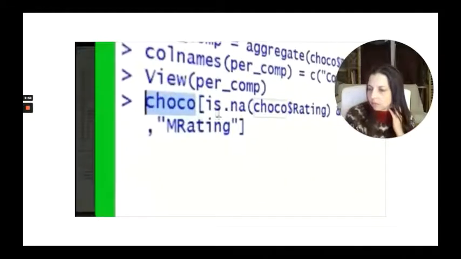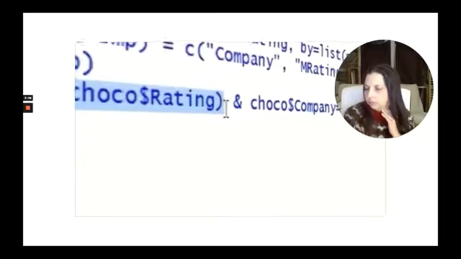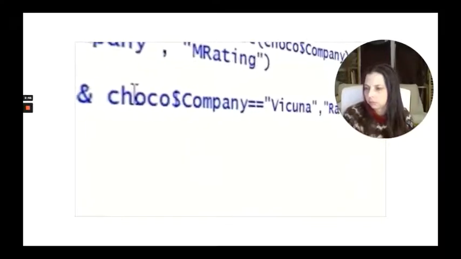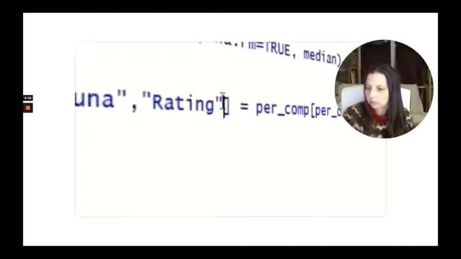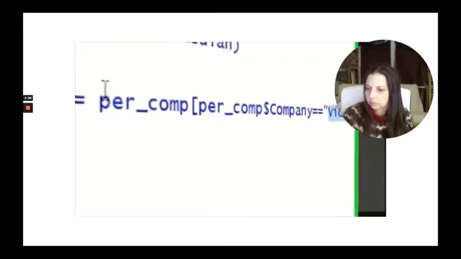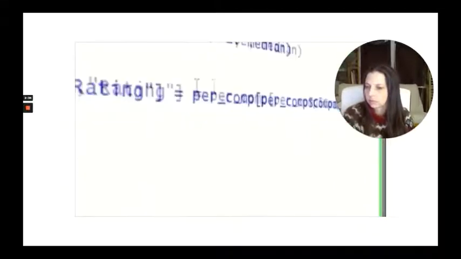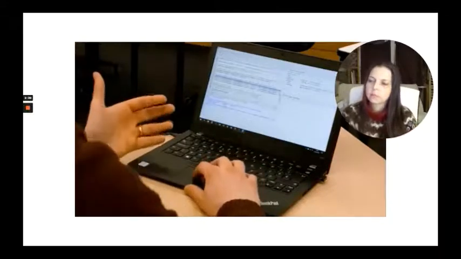So we're going to say for the chocolate data set, for any value where the chocolate rating is NA, so missing, right, and the company is Vicuna, we want to set the rating to be equal to the Vicuna entry in our new per company average, or median. Right, and that's going to fill in that value there. So we do this for all the missing companies, and what we're going to find is that we've replaced all our missing values with appropriate medians for those ratings per company.